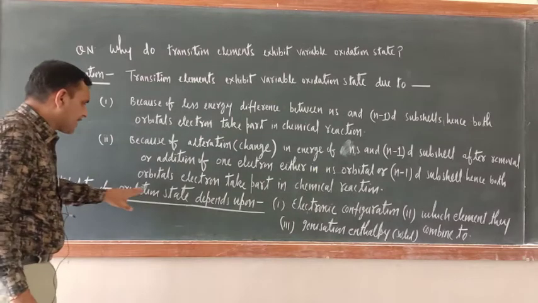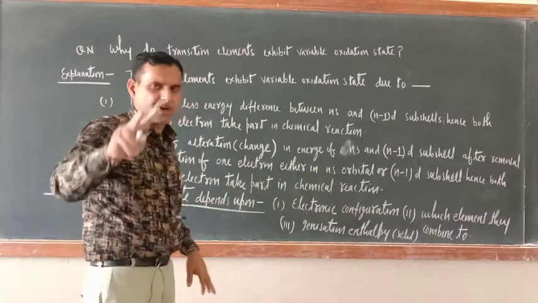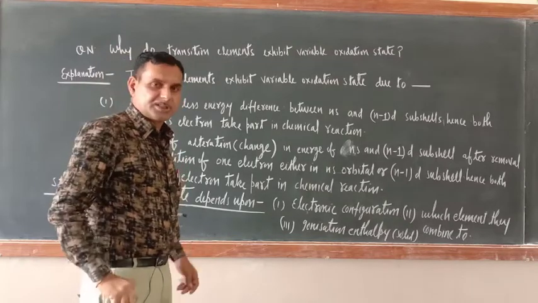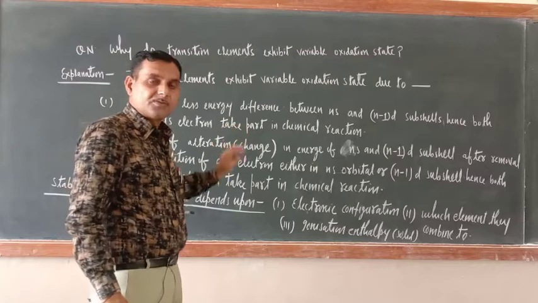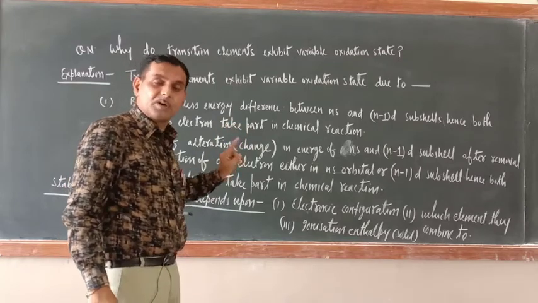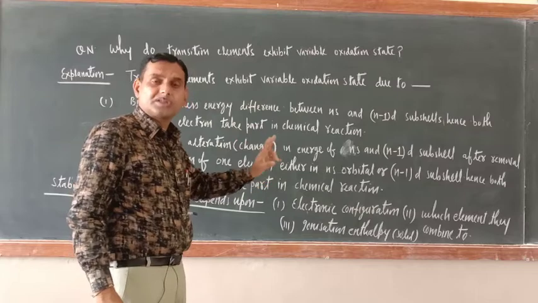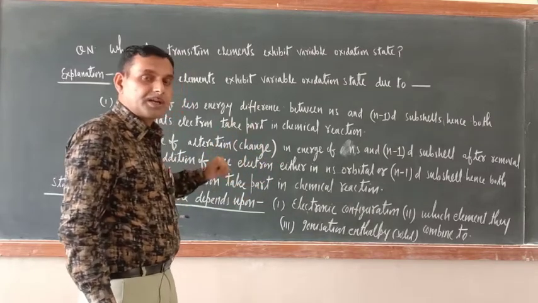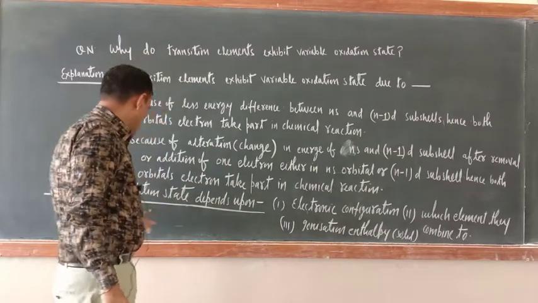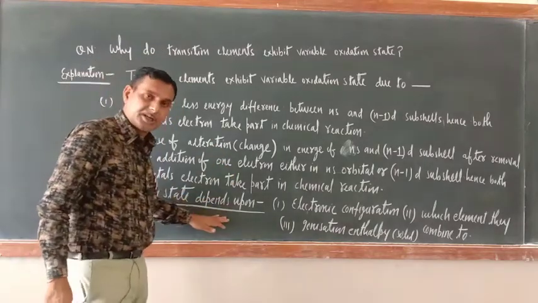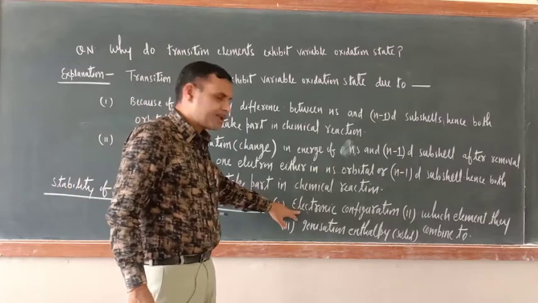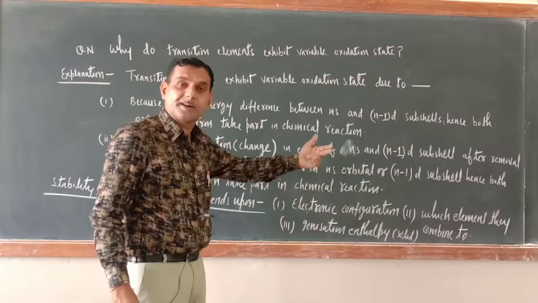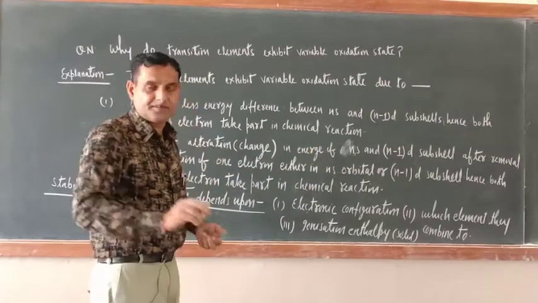Next point is stability of oxidation state depends. Now just try to understand. Now I have circled which one is the stable oxidation state. I have circled or not? So when I have circled, what is the meaning of that one? Out of all oxidation states, that oxidation state is only stable. So how will you determine the stability of a particular oxidation state? Stability of oxidation state depends upon the electronic configuration of that element after removal of that much electrons. Try to understand.